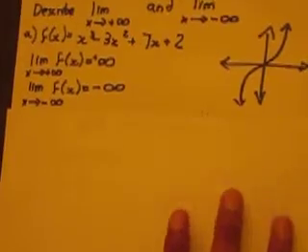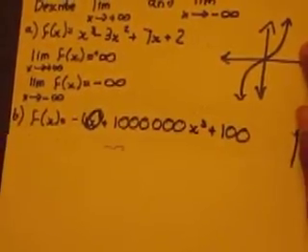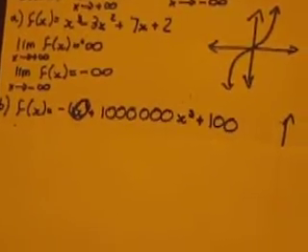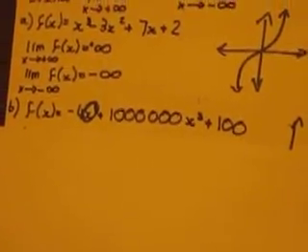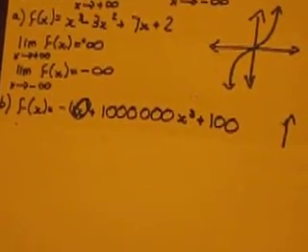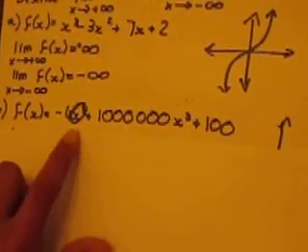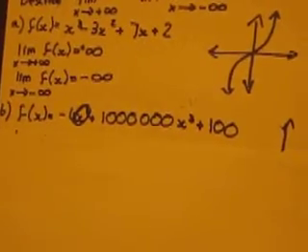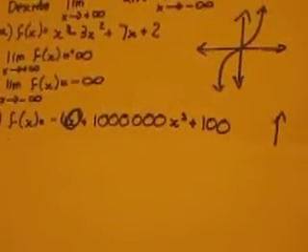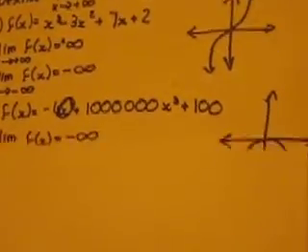Then we have one with an even function. Here we have f of x equals negative 4x to the 4th power plus 1 million x cubed plus 100. So we only care about the highest power, which in this case is x to the 4. Since x to the 4 is an even function, the directions will point the same way, and the negative sign tells us that the graph will look like this.